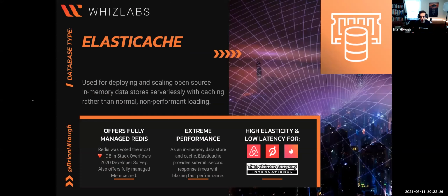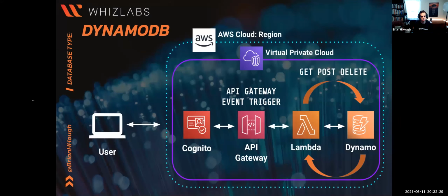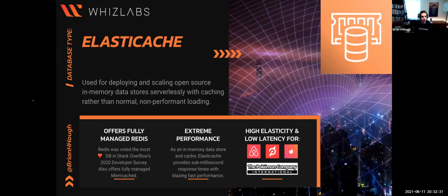So, just continuing with this, we just left off with DynamoDB. Now for ElastiCache, this is used for deploying and scaling in-memory data stores. This can all happen serverlessly, and we're going to be using caching rather than normal non-performant loading. Caching is really helpful for improving performance and response time. This is all happening at the sub-millisecond level, so it's very fast.